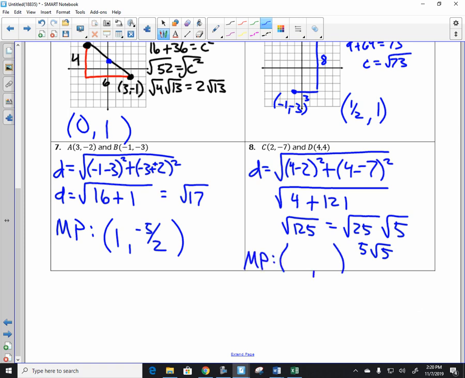Now I'm going to do the midpoint. Add the x values. 6 divided by 2 is 3. Now I'm going to add the y values. -7 and 4 makes -3 over 2.